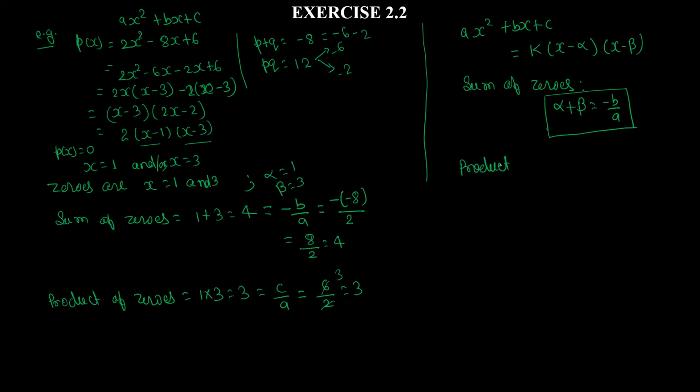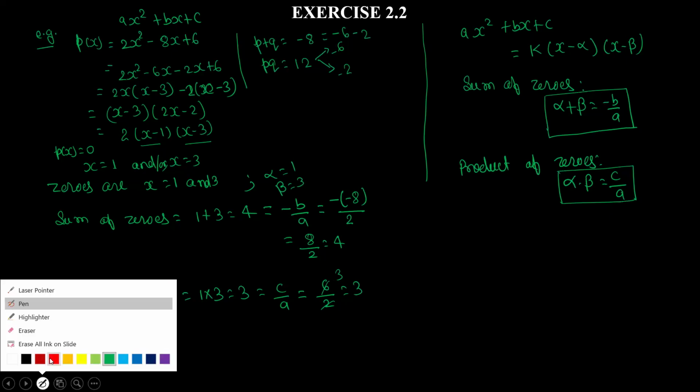And product of zeros, that is alpha into beta is equal to c by a, where c is the constant and a is the coefficient of x squared. So like this, in case of quadratic, we are able to find. Similarly, in case of cubic polynomial also, we can find.